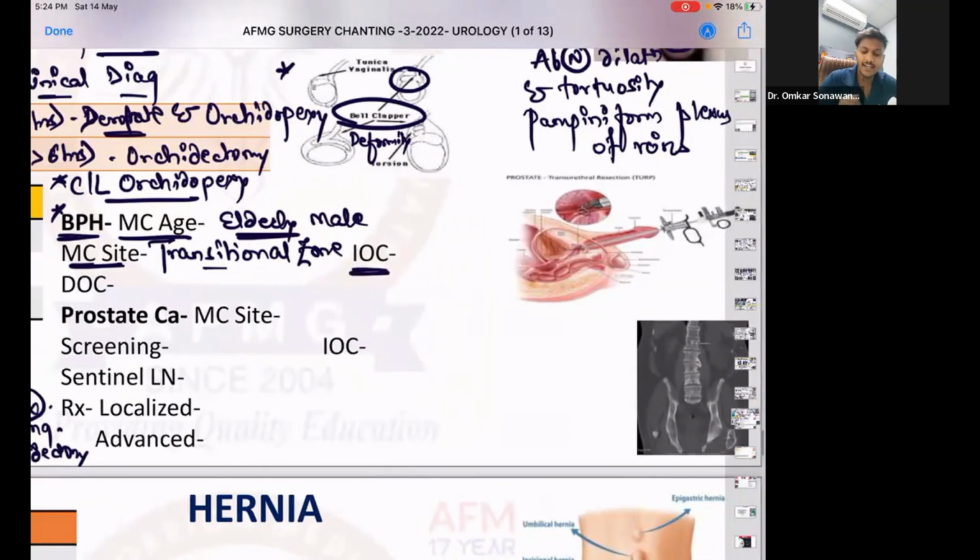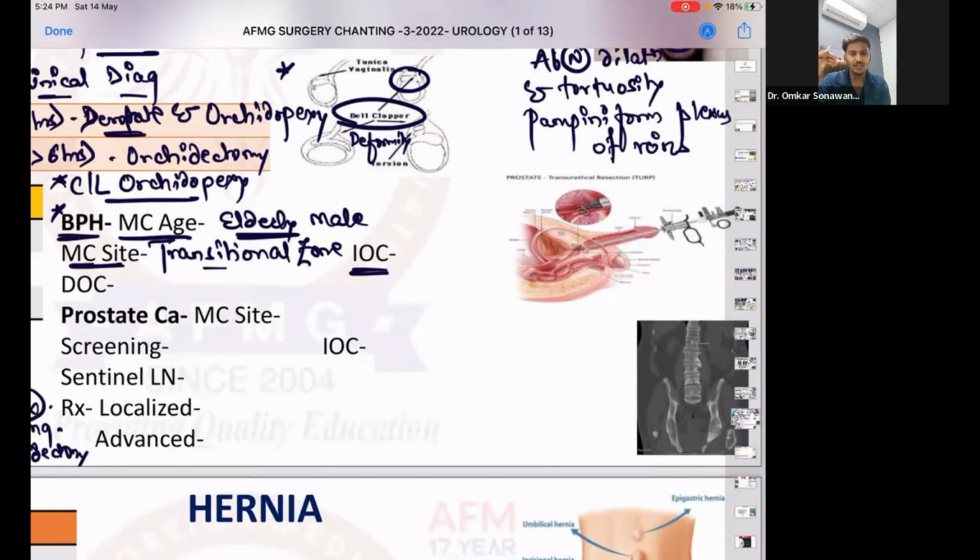No issues with this. Investigation of choice for BPH. So what are the complaints of a BPH patient? If there is hyperplasia or hypertrophy of the prostate gland, definitely the urinary stream would be affected because the urethral orifice would be narrowed down. Therefore, the patient will have urinary retention, increased urinary frequency, and intermittency or hesitancy. The urinary stream will come and stop, come and stop.